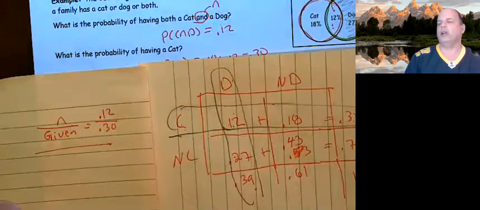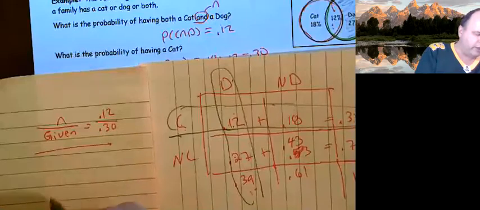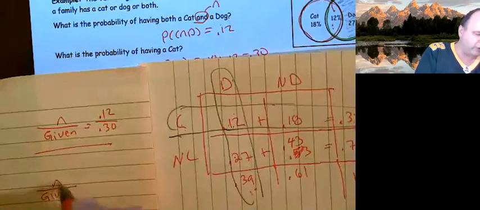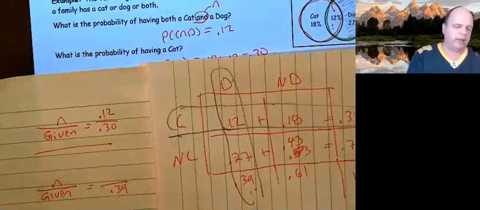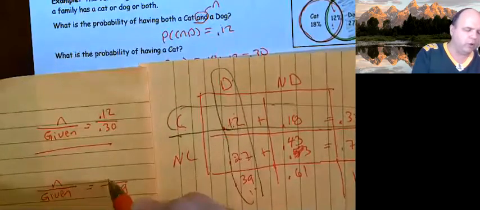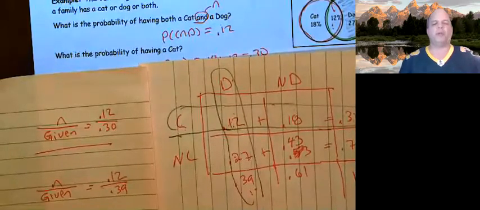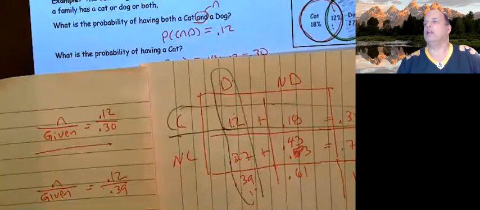The next one says, given the person has a dog. Oh, once again, they said given. Anytime you say given, it goes in the denominator, and there'll be an intersection on top. Dog happens to be 0.39. And it says, what's the probability they have a cat? Here's my cat. Where they intersect is 0.12. So 0.12 over 0.39. All right. Hopefully that's helpful. And that ends the notes on this section.